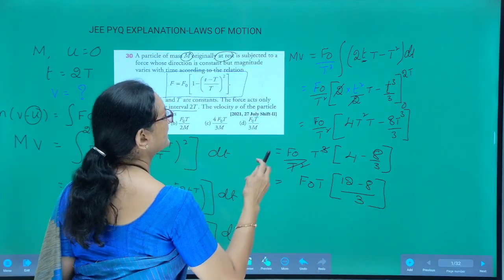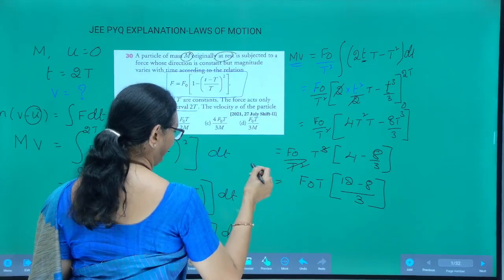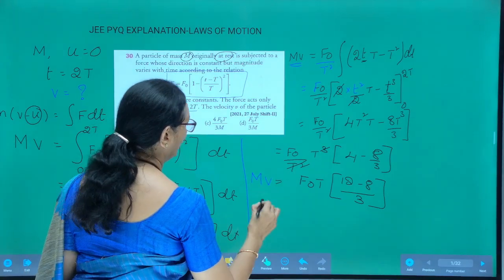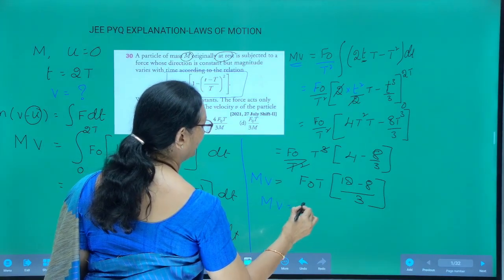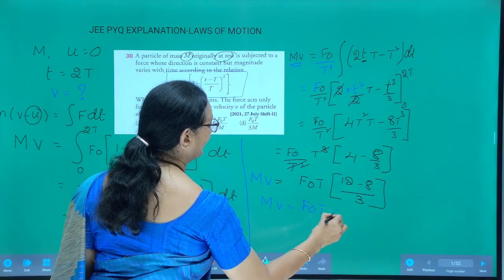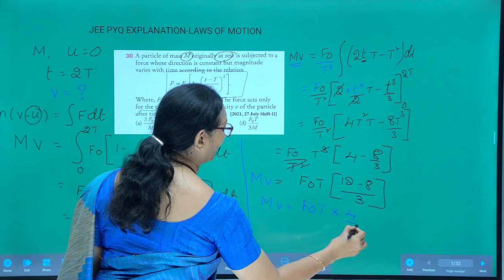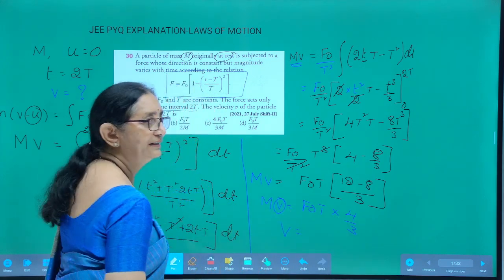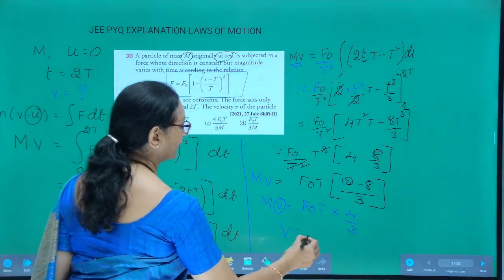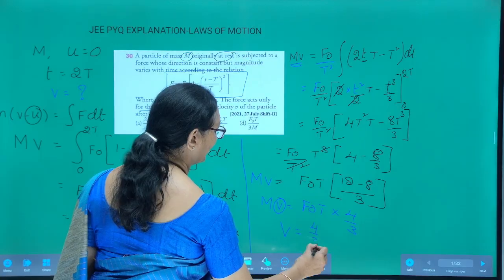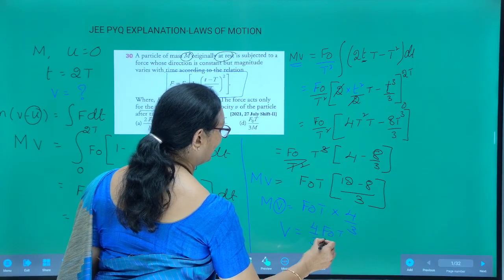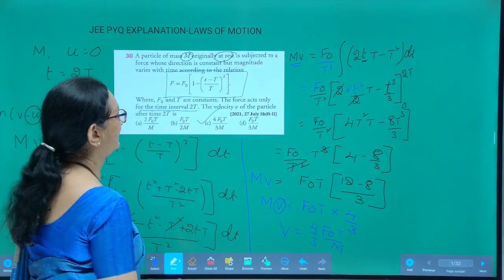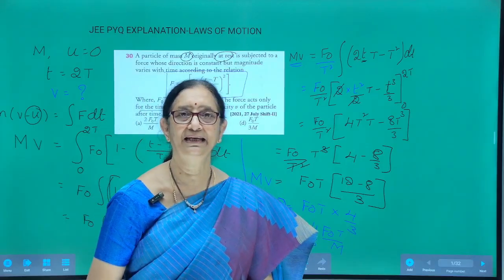So, this is m into v, the left hand side here is m into v. So, mv is equal to F0 T into (12 minus 8) by 3, that is 4 by 3. You are supposed to find the velocity at the end of the force. So, v is equal to 4 by 3 F0 T by m. That is the answer: 4 by 3 F0 T by m.